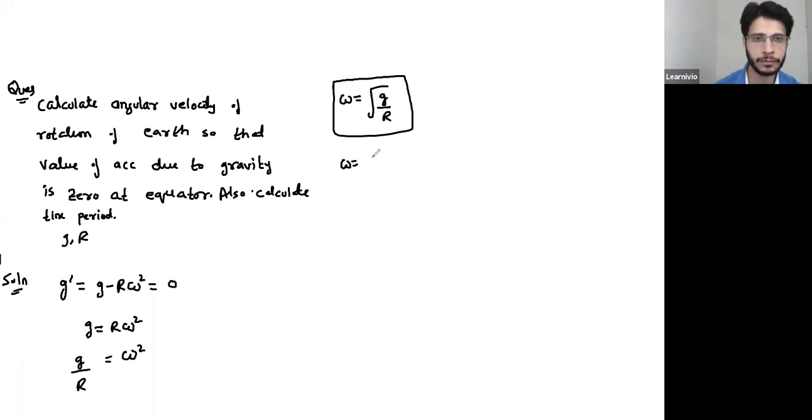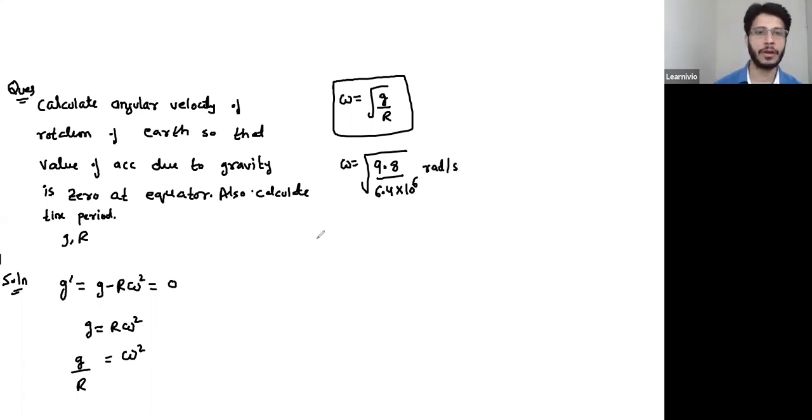Sir, do we have to substitute the values or no need? Yes, it's better if you substitute the values. That's 9.8, and the value of R is 6.4 into 10 raised to the power 6. The answer is in radian per second.